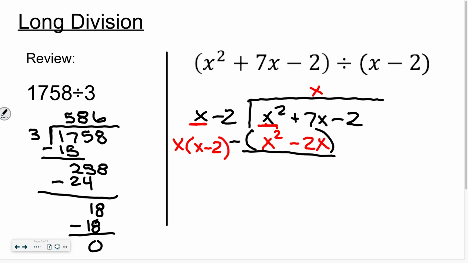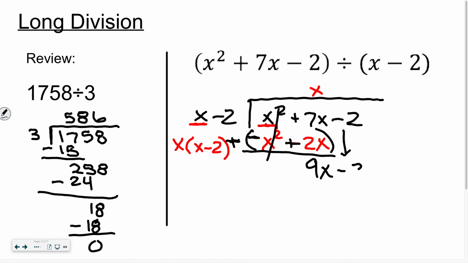So now, I want to subtract all of x squared minus 2x, so that means it's really going to be minus x squared and plus 2x. So I'm going to go ahead and change it to addition at that point. So it's plus, negative, positive. Well, what happens with x squared minus x squared? It cancels out. If that doesn't cancel out your first terms, you chose wrong or you multiplied wrong. So go back. It should cancel that out. What about 7x plus 2x? 9x.